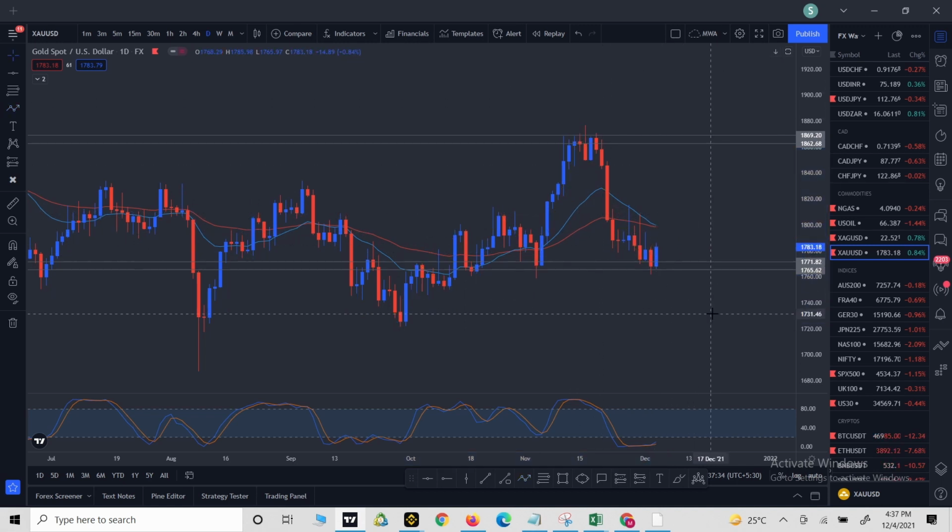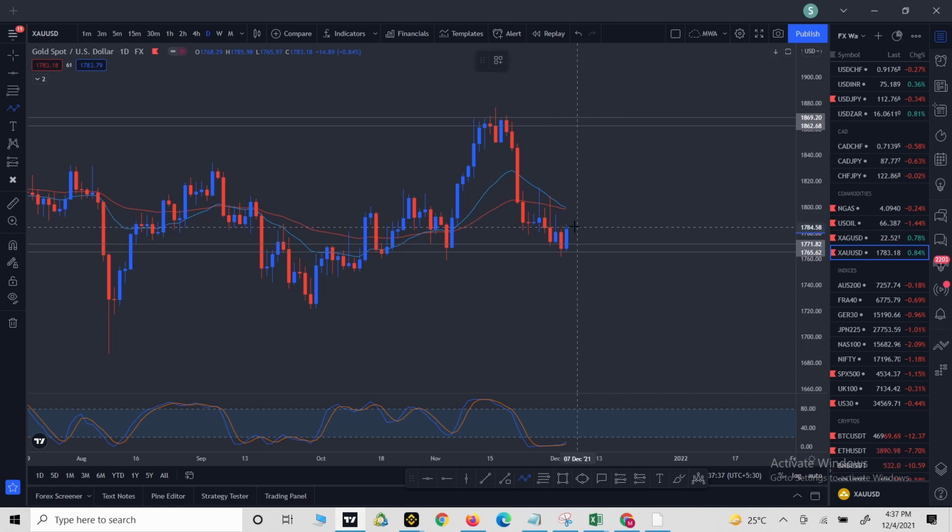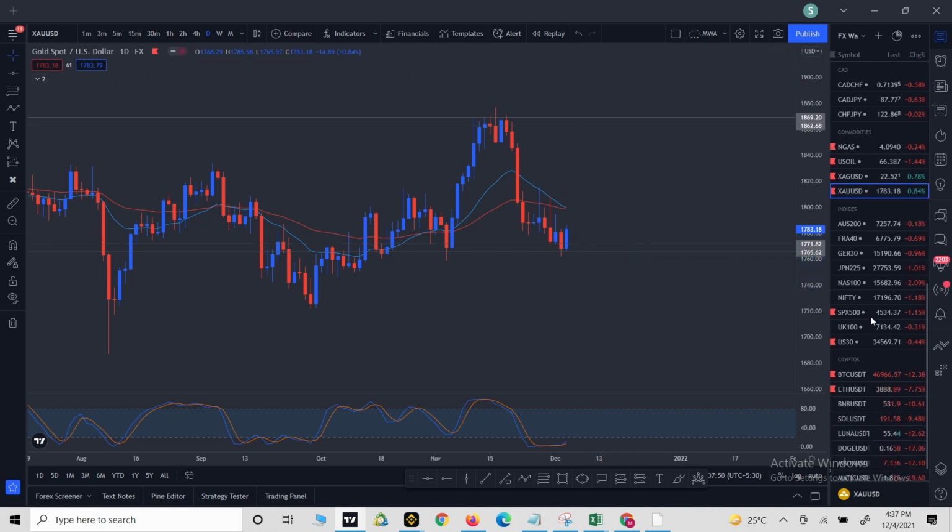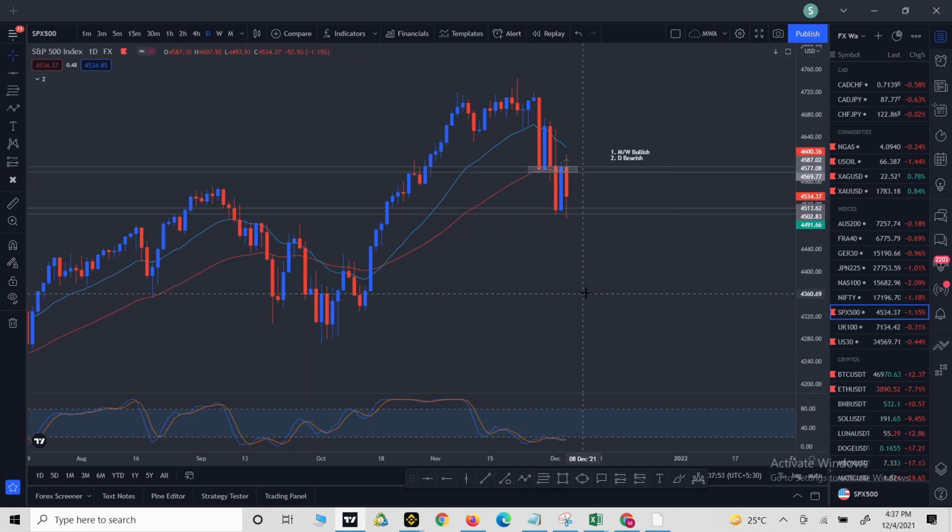And if we talk about a possible trading setup, then if the price gives us a break and close below this support, strong support zone, then we can wait for a retest of this zone and find some kind of bearish price action to go short. This is going to be the possibility and trading setup that we can focus on for gold. On S&P 500.